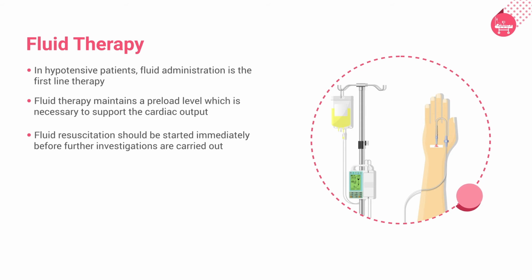In hypotensive patients, fluid administration is the first-line therapy, as hypovolemia is always present. Fluid therapy maintains a preload level, which is necessary to support the cardiac output. Either crystalloids, colloids, or packed red cells are given individually or in combination for this purpose. Fluid resuscitation should be started immediately before further investigations are carried out. Rapid infusion of a 500 to 1,000 milliliters bolus of normal saline or Ringer's solution should be done within 15 minutes. The fluid bolus infusion is to be repeated when the clinical response is inadequate.